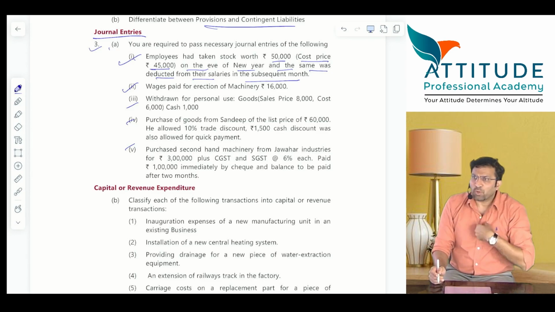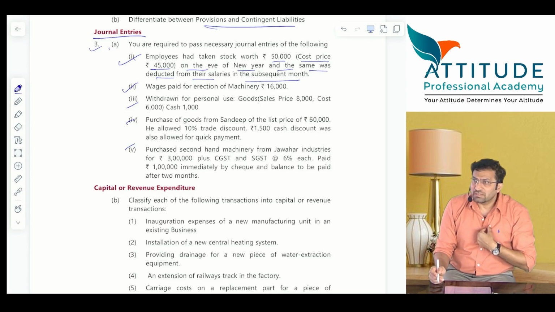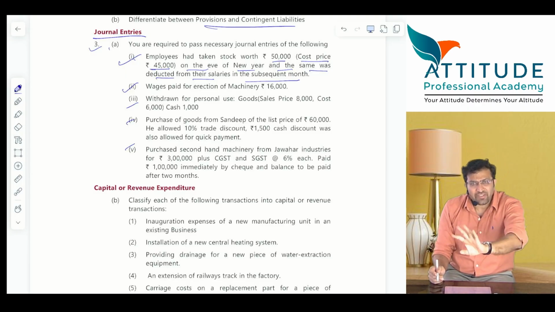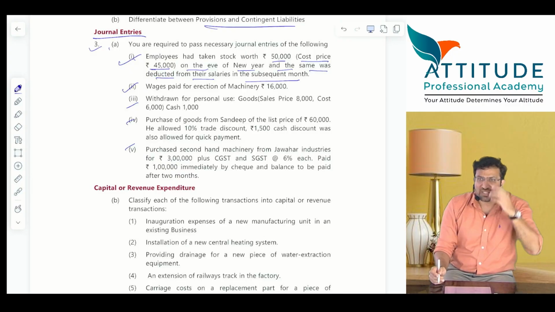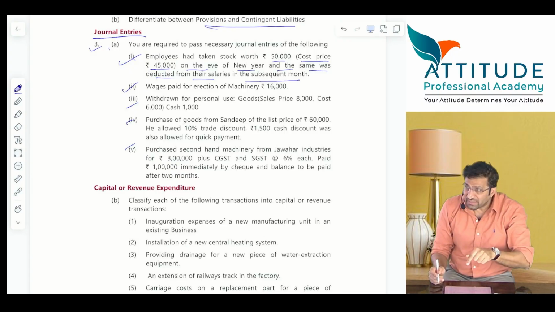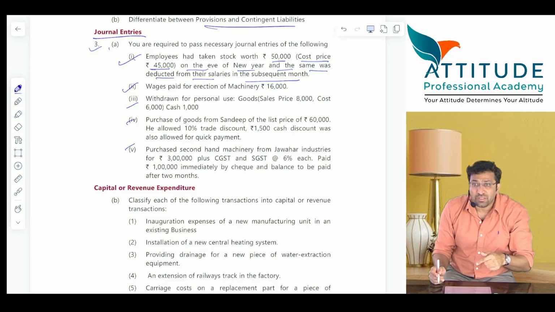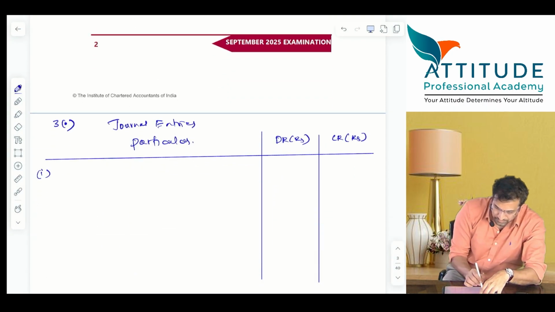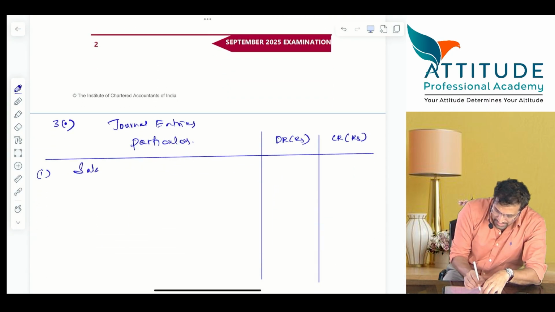The employee is taking the goods instead of salary. You are giving him what? Goods. It means instead of giving cash, you are giving him goods. If you give him cash, what is the entry? Salary account debit to cash. Are you giving cash or are you giving goods? Then tell me the entry. Salary account debit, correct, to purchases. Don't say goods. Purchase account will get credited.